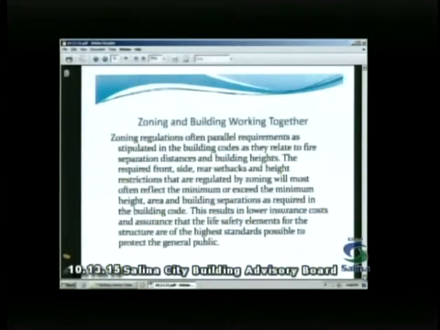Zoning regulations often parallel requirements stipulated in the building codes as they relate to fire separation distances and building heights. If we go back to the first part of this PowerPoint, you remember the slide I showed you that prior to zoning regulations, building codes were the governing authority people used as much as possible to regulate height, separation distances, and those types of things. So they do mirror each other in that regard.